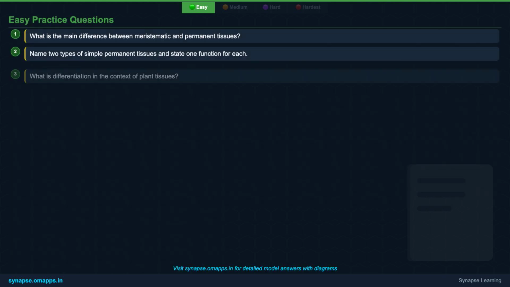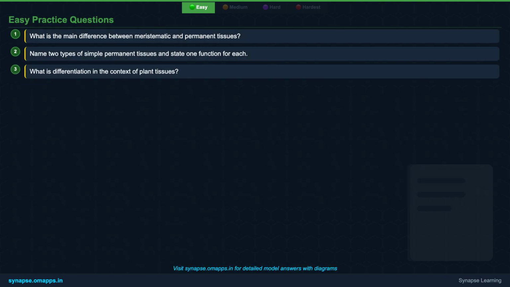Time to check your understanding. Here are 3 quick questions. What is the main difference between meristematic and permanent tissues? Can you name 2 types of simple permanent tissues and state one function for each? And finally, what exactly is differentiation in the context of plant tissues? Take a moment to think about your answers.